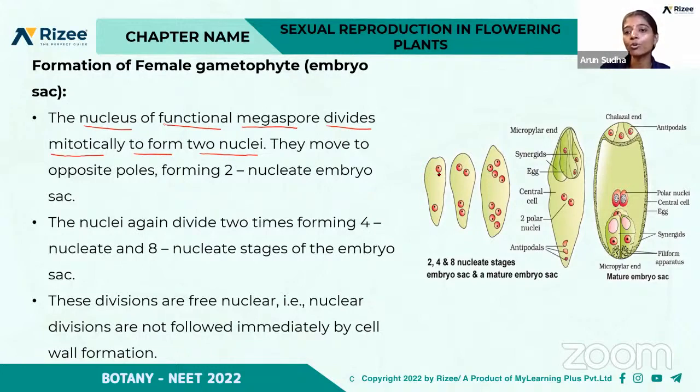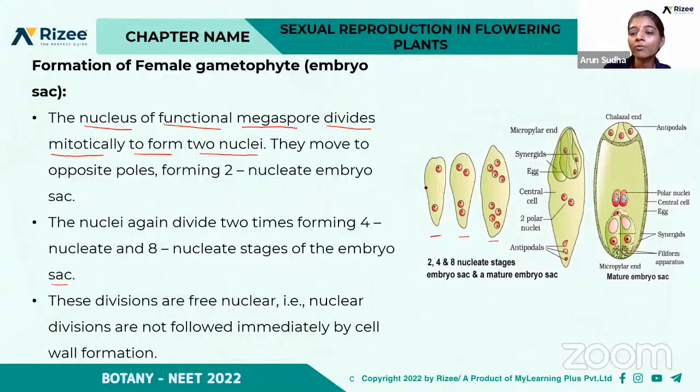So the first stage is that the nucleus of the functional megaspore divides into 2 nuclei, and then these 2 nuclei move to opposite poles. That is, one nucleus at one end and the other nucleus at the opposite end. So they form a 2 nucleate embryo sac, and then it again divides to form a 4 nucleate embryo sac. And then again, a third mitotic division occurs to form an 8 nucleate embryo sac. So there occur 3 successive mitotic divisions to form an 8 nucleate embryo sac.